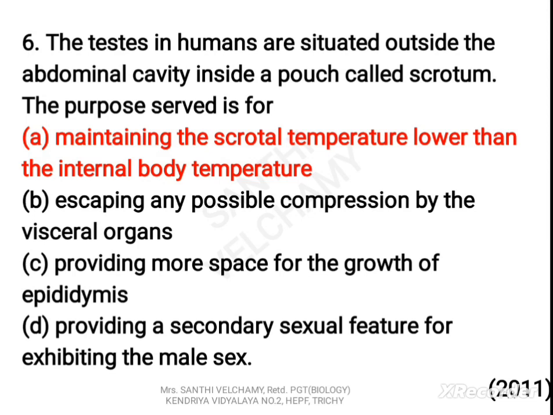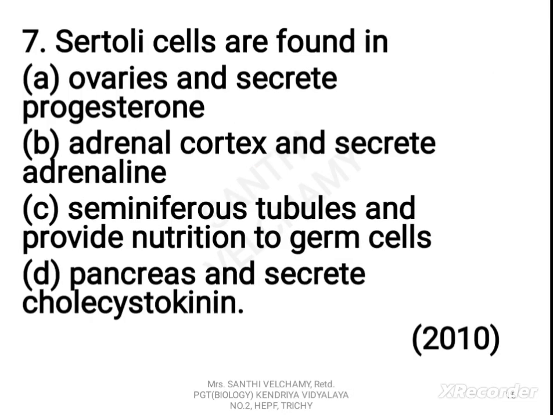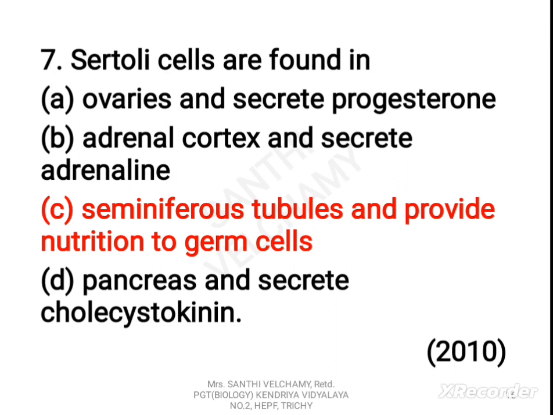Now the next question. Sertoli cells are found in A. Ovaries and secrete progesterone. B. Adrenal cortex and secrete adrenaline. C. Seminiferous tubules and provide nutrition to germ cells. D. Pancreas and secrete cholecystokinin. The correct answer is C. Sertoli cells are found in the walls of seminiferous tubules of the testis. They anchor and probably nourish the developing germ cells, especially spermatids, which become partially embedded within them.